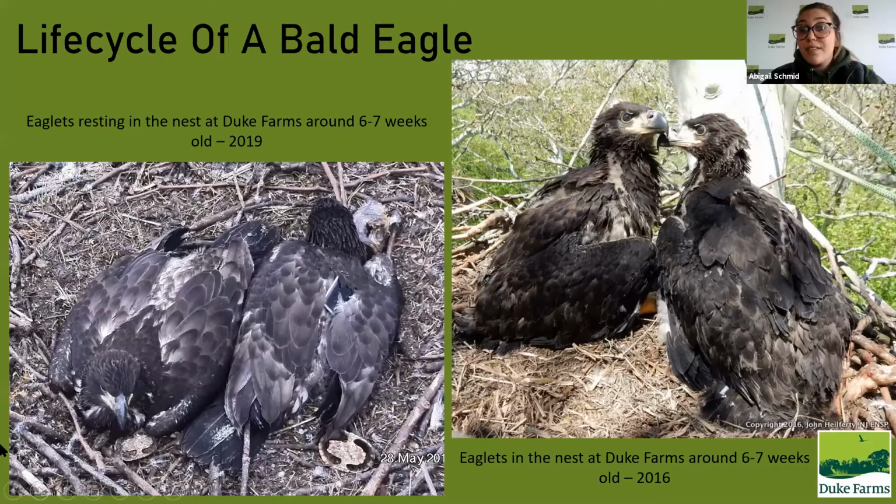Okay, now we're at 6 to 7 weeks. We're not seeing much of that thermal down anymore. We're seeing maybe just little teeny tiny bits and pieces, but we're seeing juvenile plumage now, almost fully at 6 to 7 weeks. And these are both photos from the Duke Farms nest, the first one in 2019, the second one in 2016.